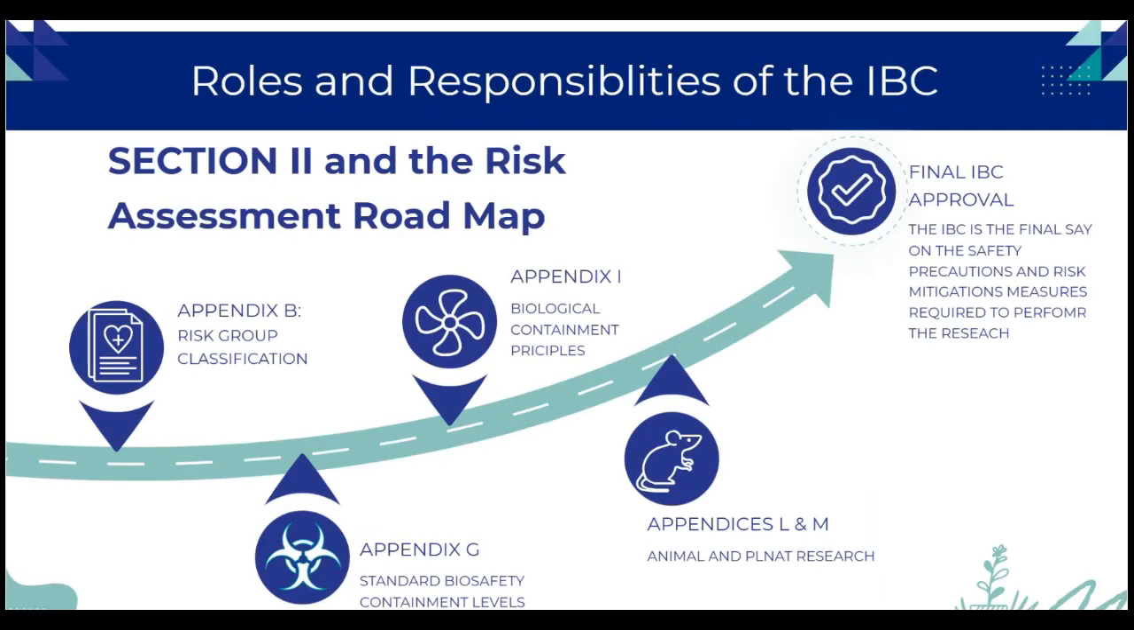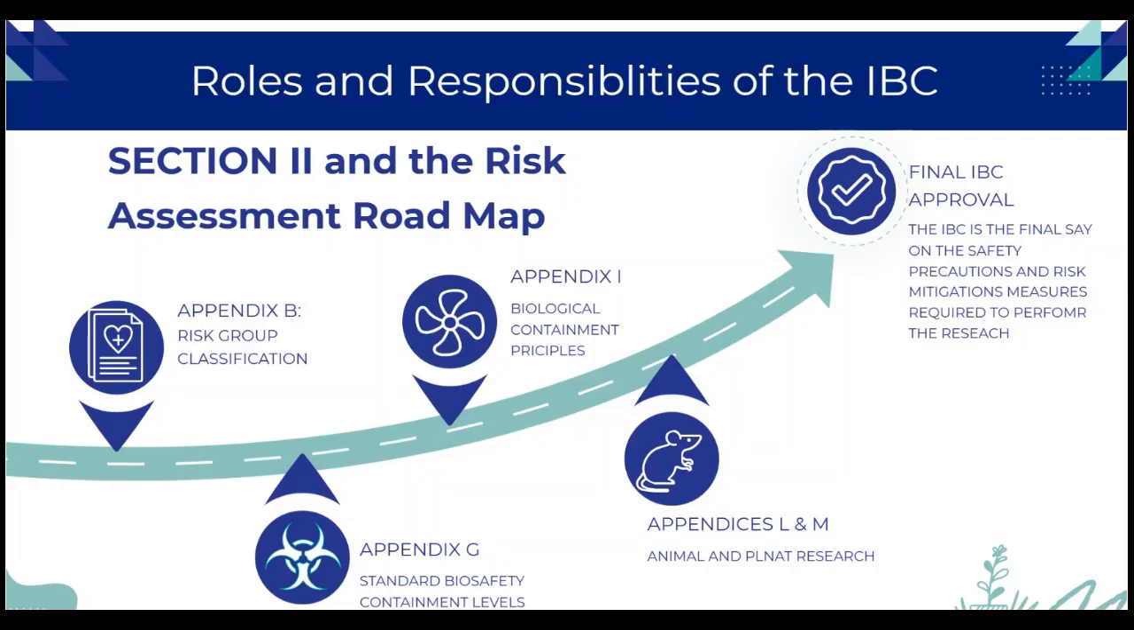Section 2 of the guidelines explains that the IBC must perform a comprehensive risk assessment of the research. This means looking at several factors: the parent organism, the proposed genetic modifications, experimental procedures and equipment, waste handling, and the facility where the research will be conducted. Using this information, the IBC determines the best ways to protect the researcher, the community, and the environment. This is where the appendices come in. They provide a roadmap for performing the protocol review.